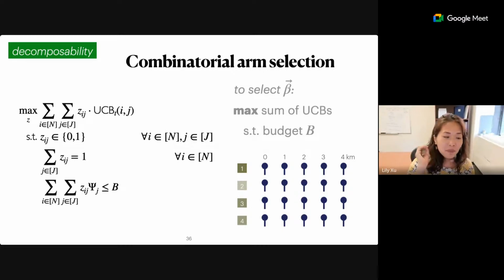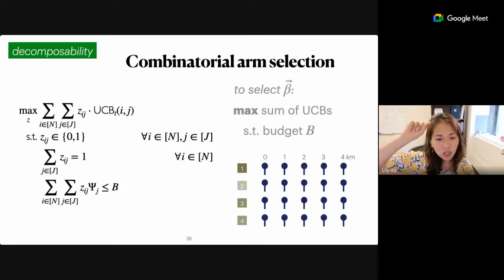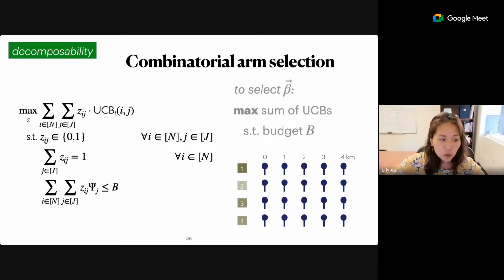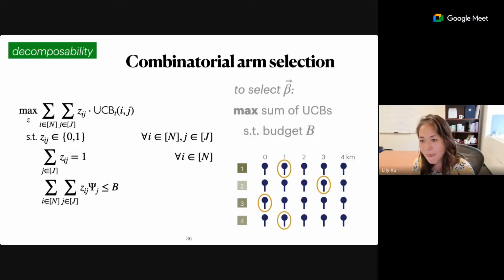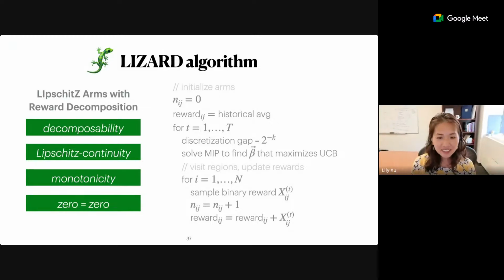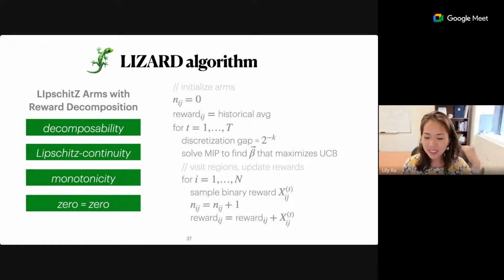So if we maybe say they have to explore each sub-region within the park, they have to divide their effort equally across all of them. We can incorporate path constraints. So if they have to begin and end their patrols from a patrol post or any other specific location. All of those additional constraints can be added to this mixed integer program in order to accommodate that. So it's a flexible model. And this overall approach we call Lizard, which is Lipschitz arms with reward decomposition.